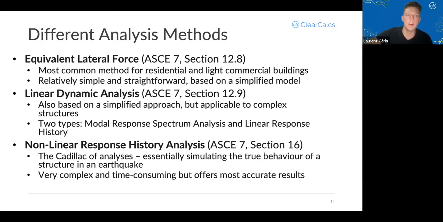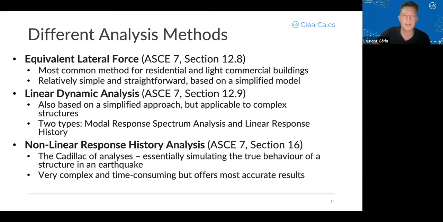Next up, you've got the linear dynamic analysis. And that one's interesting in that you're actually going to be looking at how the building's going to shake when you've got an earthquake. So we've got two types here: modal response spectrum analysis and linear response history. Pretty big words.